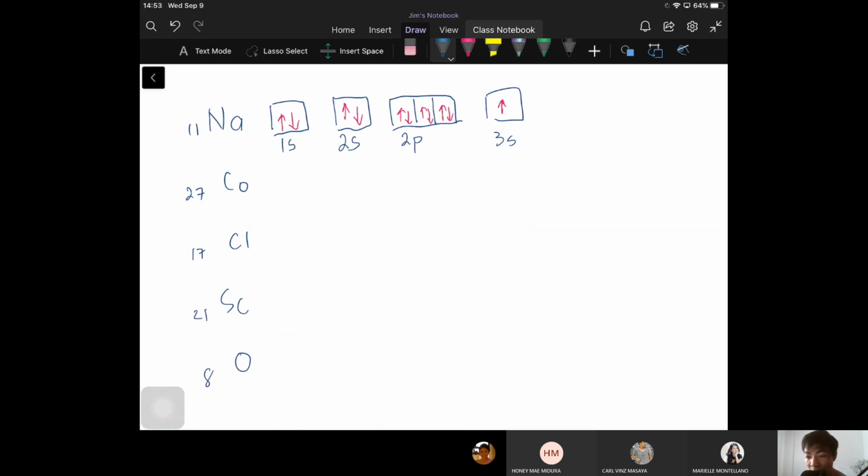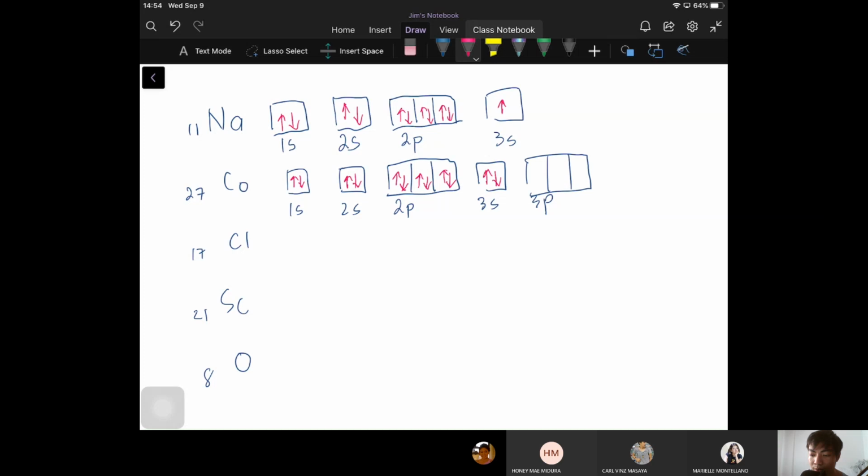So, the next atom I have is cobalt, no? 27. That means I have 27 electrons to distribute. Okay. So, anong gagawin ko? I will start with the lowest energy, 1s. Up, down. Sumunod, 2s. Up, down. Sumunod, 2p. Up muna, up muna, up muna before mag-down. Okay? 3s. Up muna, then down. Ano sumunod sa 3s? 3p. So, up, up, up, then down, down, down.